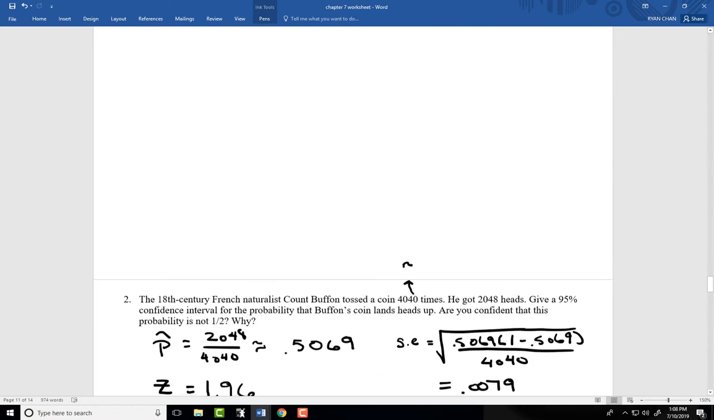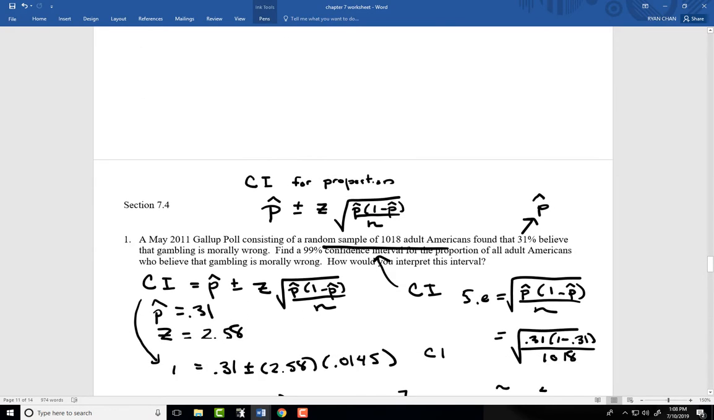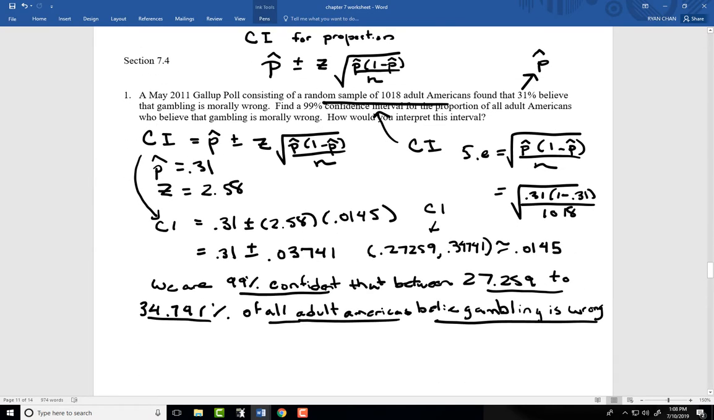So let me explain this. If I go back up to the first one, the idea is maybe it's not 31%. We might not be completely correct, but we do believe it's between 27 to 34%. So that's the idea right there, okay?